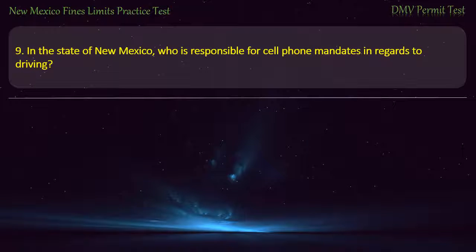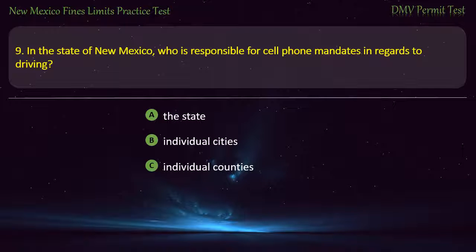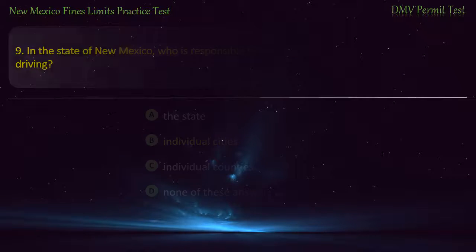Question 9. In the state of New Mexico, who is responsible for cell phone mandates in regards to driving? The state. Individual cities. Individual counties. None of these answers are correct. Answer. Individual cities.